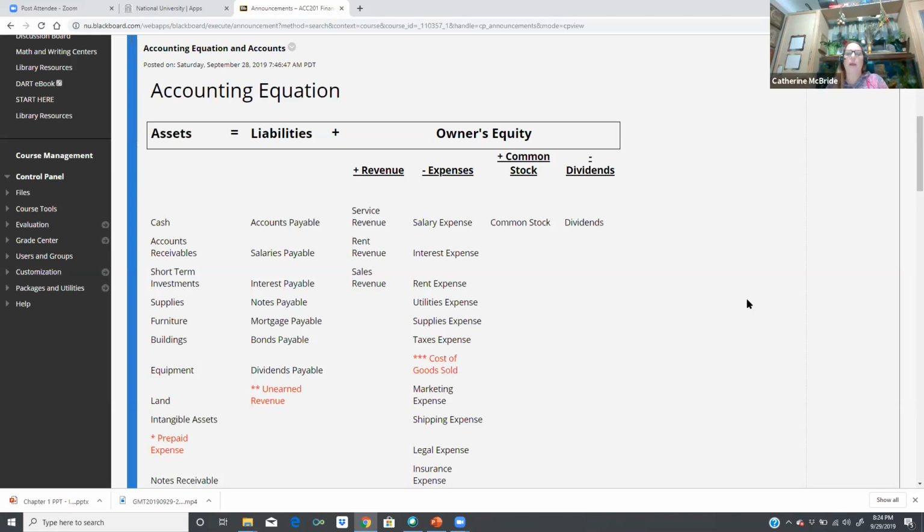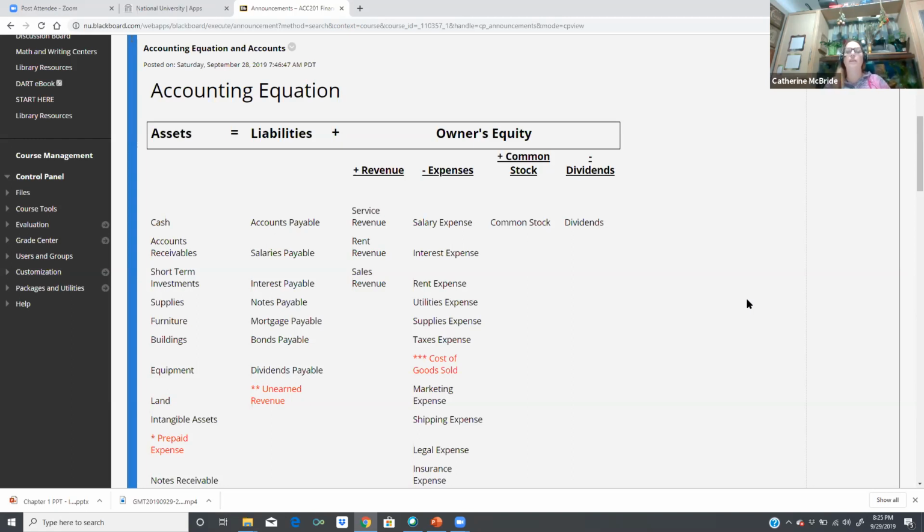Under expenses, I wanted to point out one that doesn't have the word expense because most of them do, and that's cost of goods sold. And we're going to look at cost of goods sold more in the future. It has to do with the value of inventory. When you sell inventory, it goes into cost of goods sold.